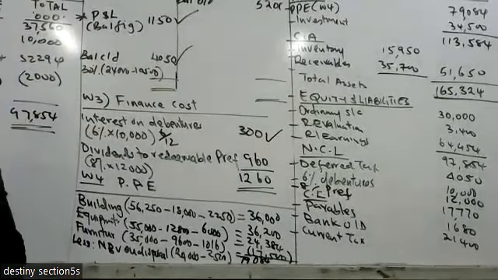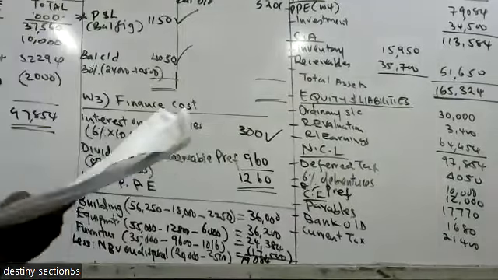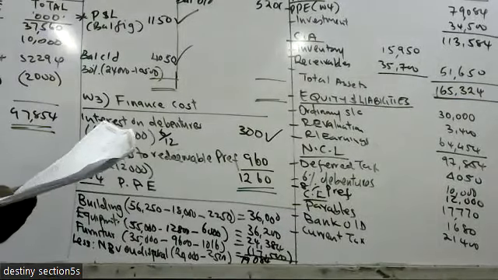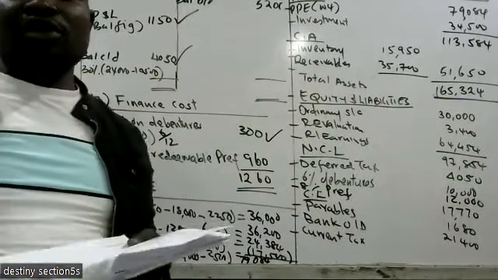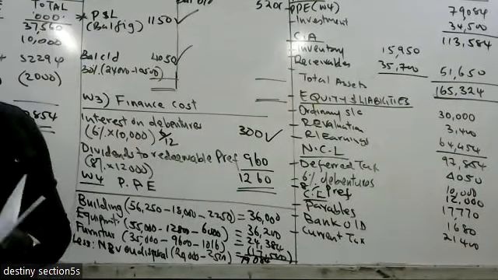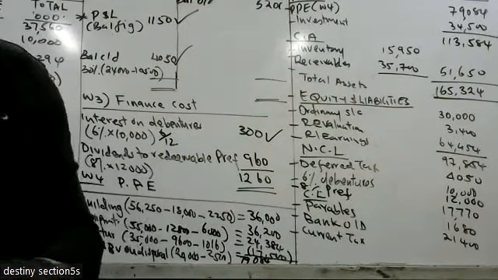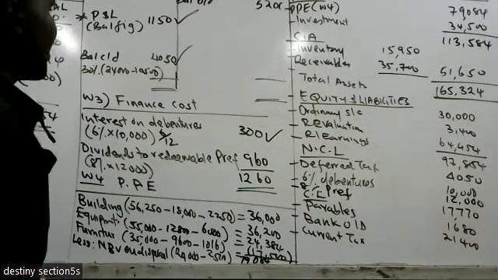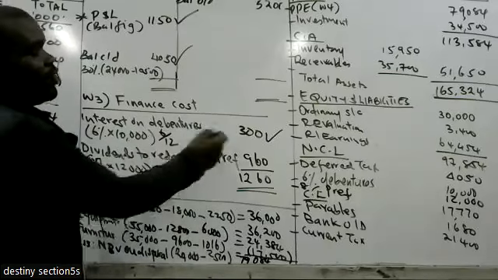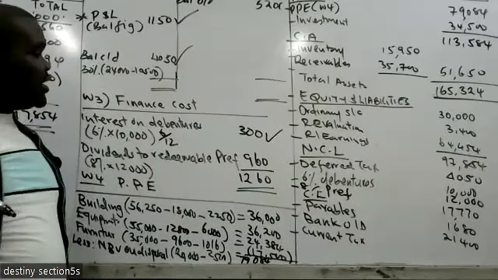And if you check the trial balance, you will see interest paid on debentures. Tell me how much you are seeing. Interest paid on debentures in the trial balance, how much are you seeing? You are seeing 300. So it means the whole amount was paid. So there is no liability.